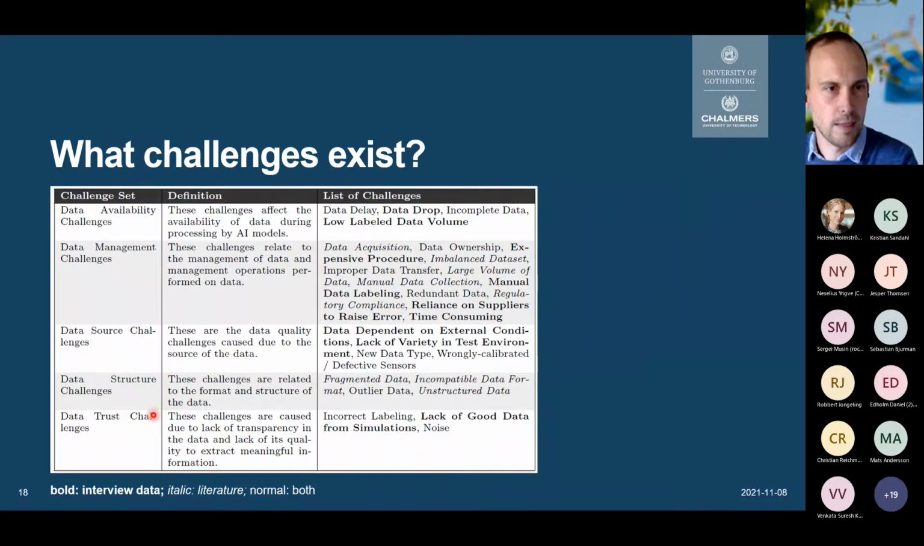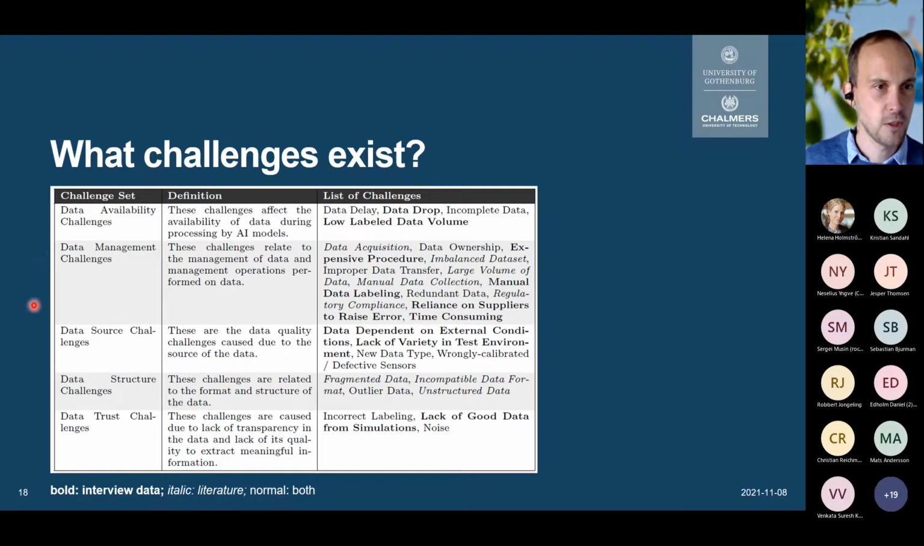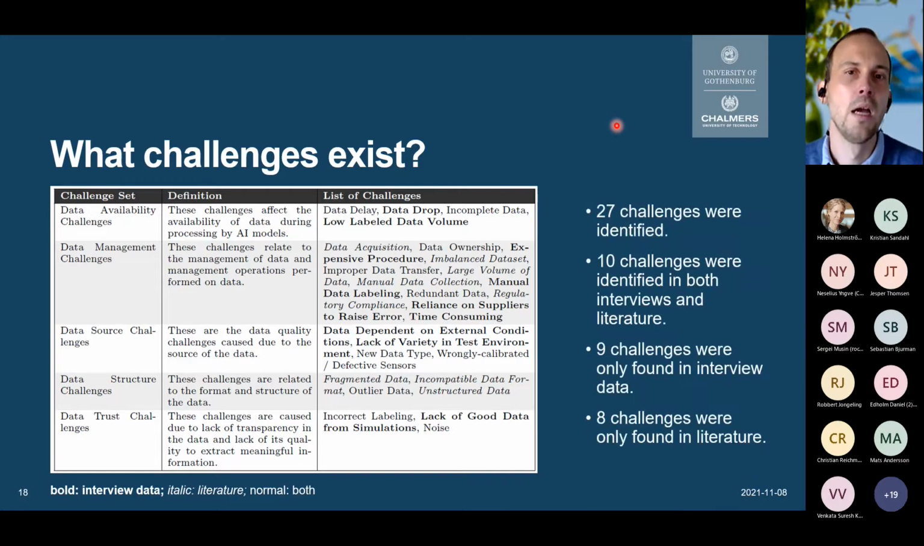And we separated them into different challenge sets. Those are data availability challenges, data management challenges, data source challenges, data structure challenges, and data trust challenges. I will not go through the entire list of challenges now. You can find them after the presentation in a link that I will provide. But altogether, we identified 27 challenges together with a partner company. It was, again, this tier 1 supplier company for perception systems for automated driving.